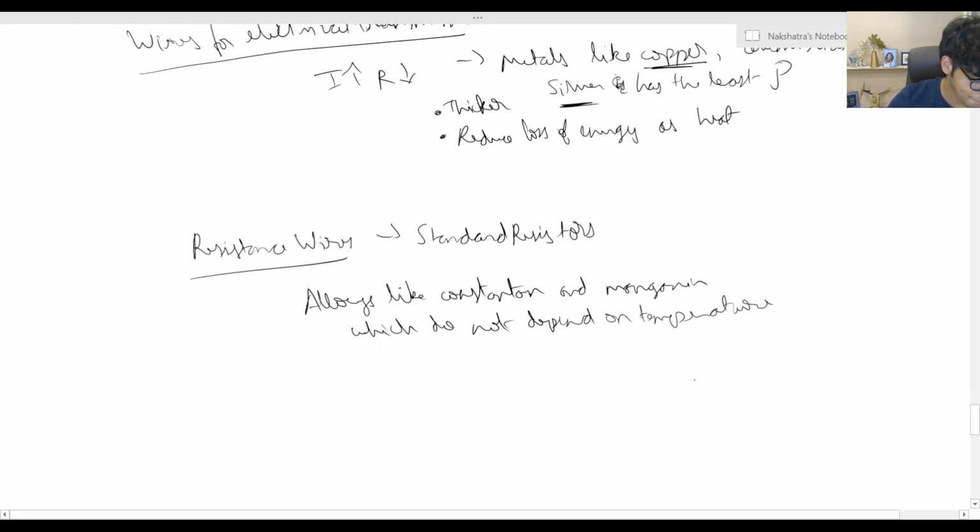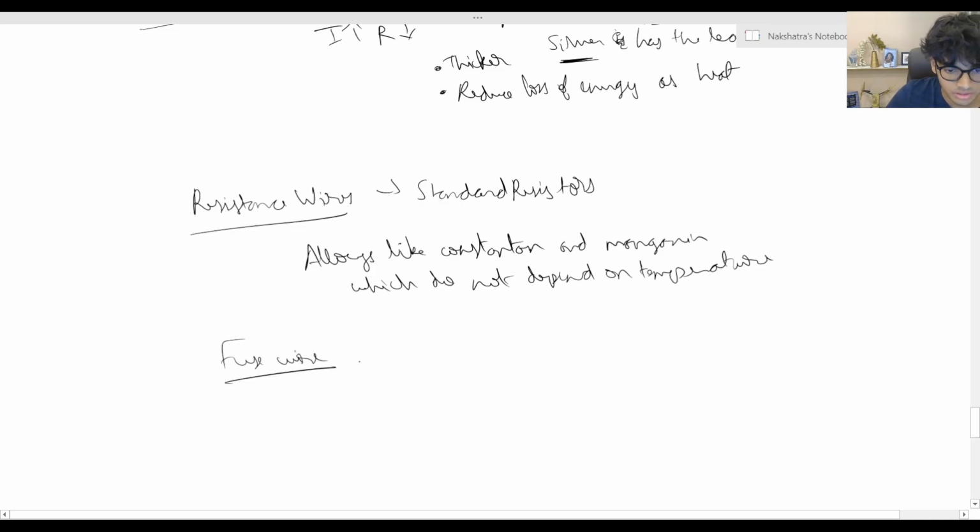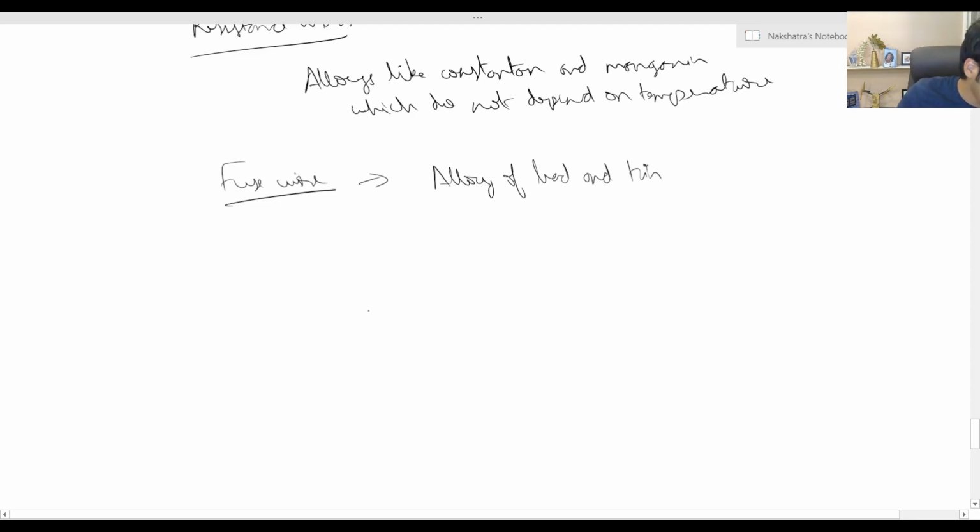Now you have a fuse wire. This is the wire used in a fuse. You will learn more about this in the next chapter, household circuits. This is made from an alloy of lead and tin, and I will explain this in the chapter of household circuits. You have the filament of an electric bulb.